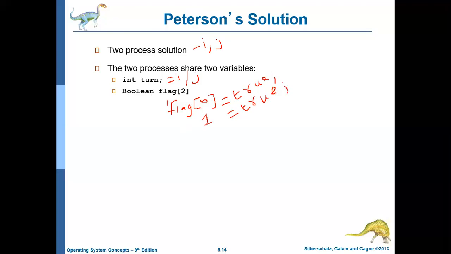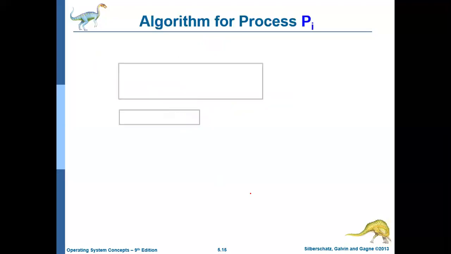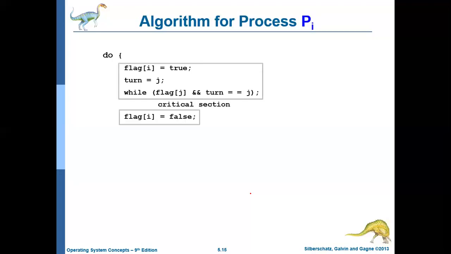So the proposed solution in Peterson's algorithm uses two shared variables, turn and flag. These variables are shared between both processes i and j. Now let us go through the algorithm. Basically it is an infinite loop, and this is the algorithm for pi. We have two processes, pi and pj, which should be synchronized.